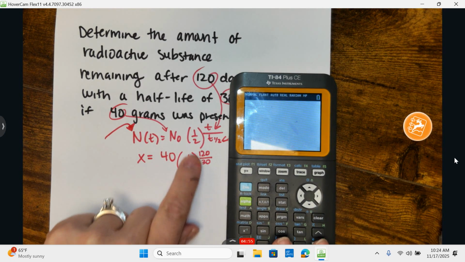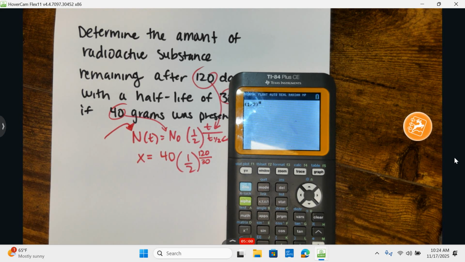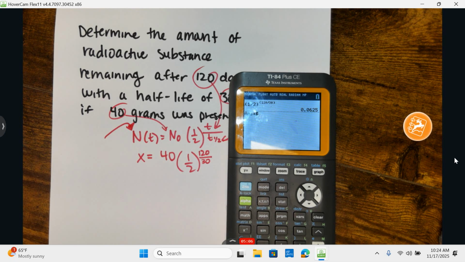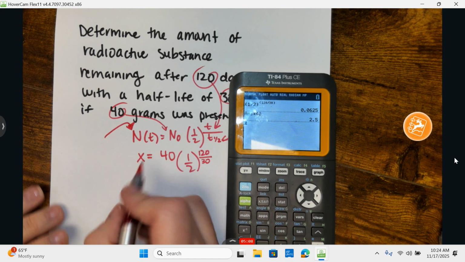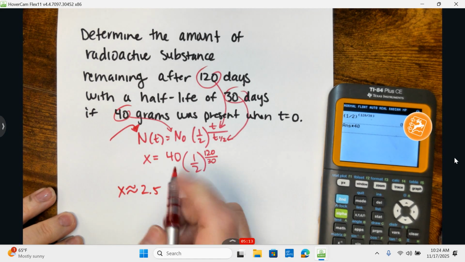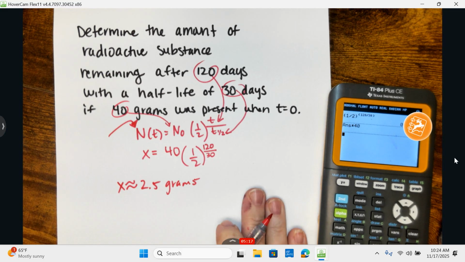I'm going to first worry about this part. So I'm taking 1/2 in parentheses, and I'm raising it to, in parentheses, anytime we have a fraction, 120 divided by 30. That's this portion, and then I'm taking it times 40. So we can say approximately 2.5 grams would be remaining after 120 days.